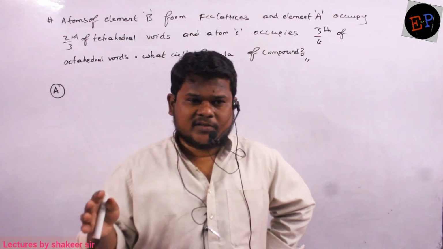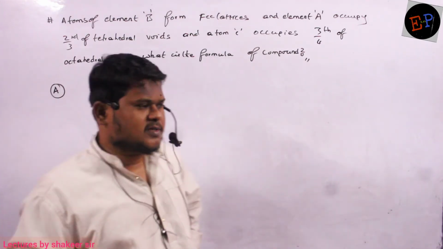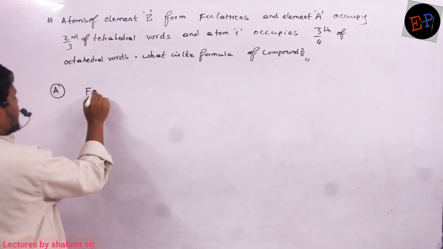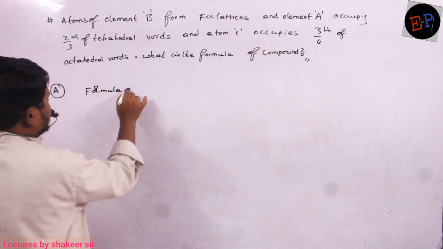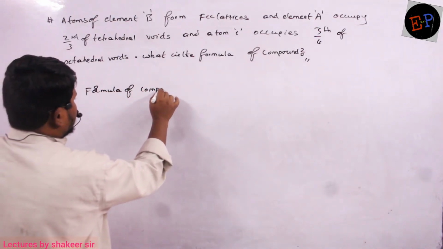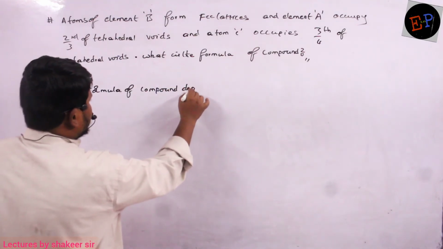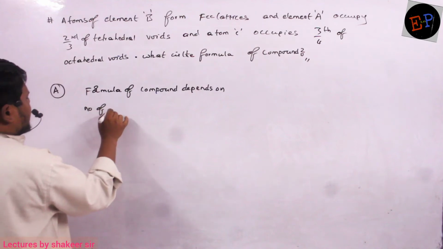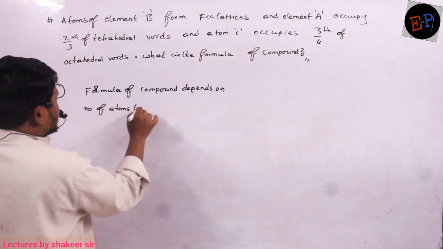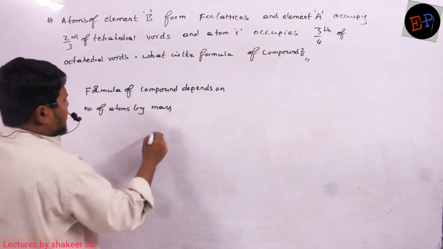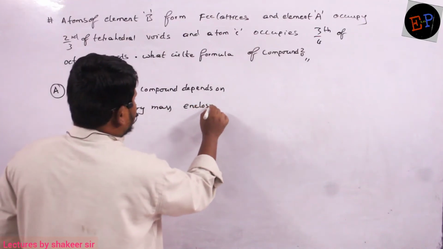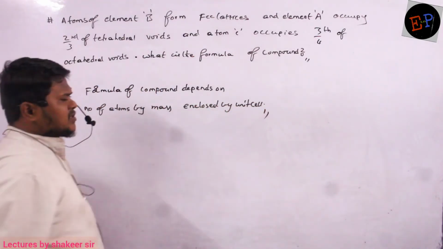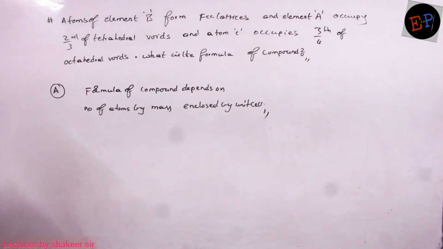Like this we have taken the ratio. Here also the same concept. So let us write that concept once again. The formula of a compound depends on the number of atoms by mass enclosed by the unit cell. This is the method which we have adopted, so here also we will adopt the same method.